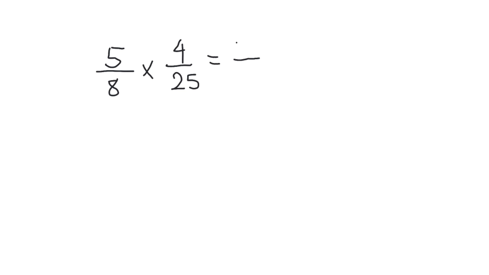So 5 times 4 is 20. 8 times 25 is 200. And now we have 20 over 200, and you may ask yourself, can this be simplified? That means you're looking at the top and the bottom number and seeing if there is a common divisor. So there is a common divisor between 20 and 200. There's more than one. If you can think of the highest one, that would be most beneficial.